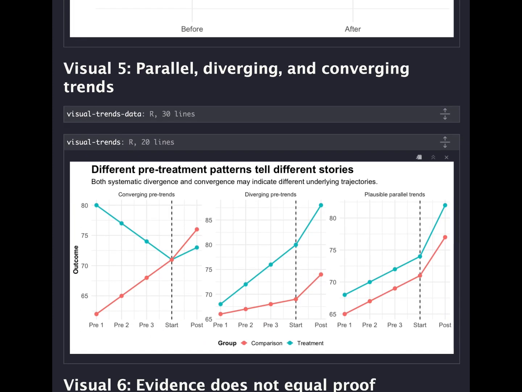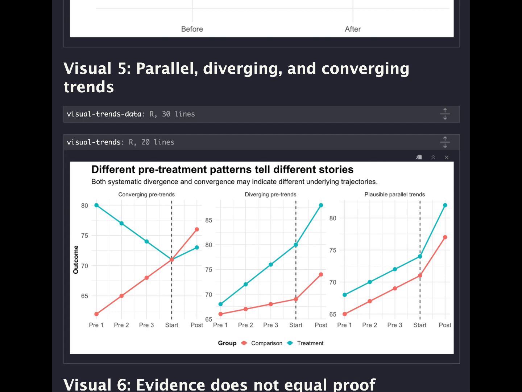Now, the parallel trends assumption. This is the most important assumption in difference in differences. It says that if the intervention had never occurred, the treated and comparison groups would have followed similar average outcome trajectories over time. The groups don't have to start at the same level, though.